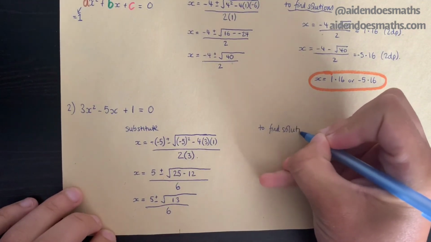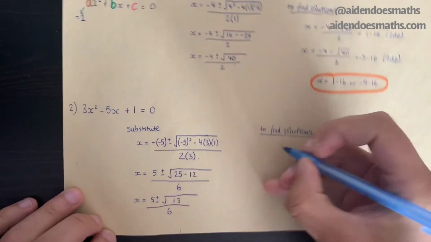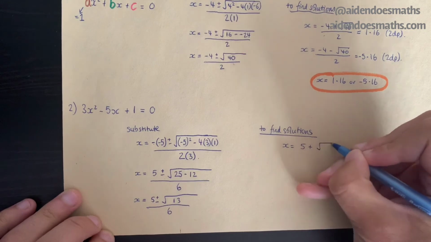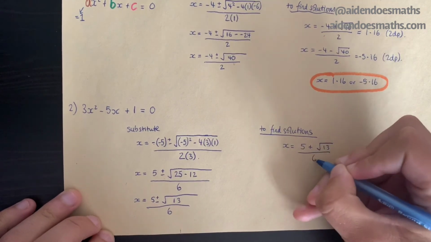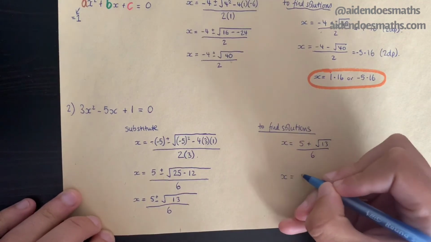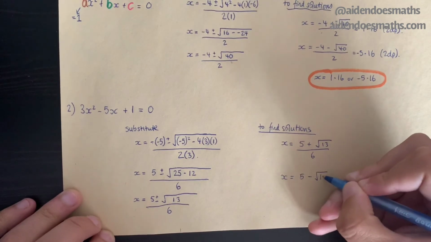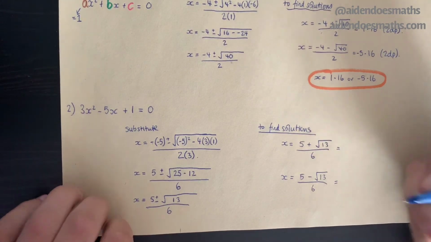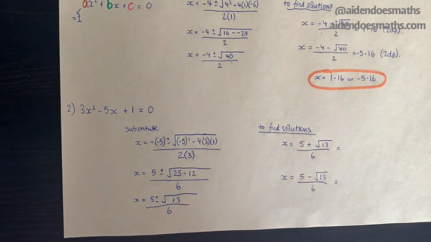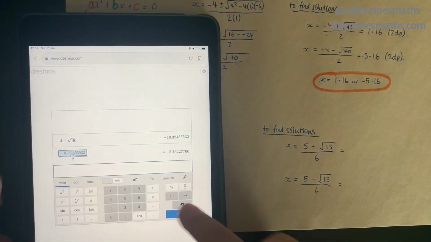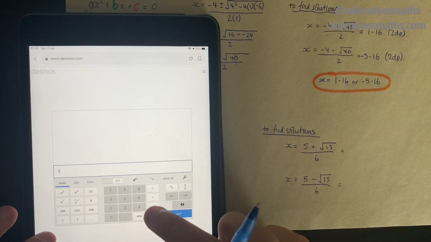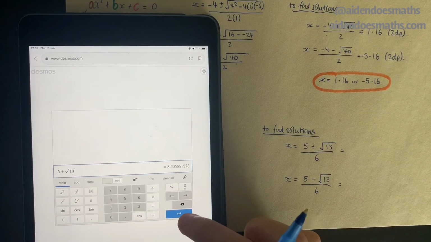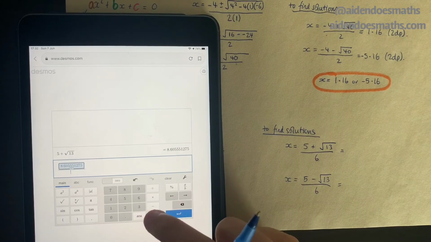To find our solutions then, we should know this by now. x equals 5 plus root 13 over 6. x equals 5 minus root 13 over 6. Remember, 2 decimal places, so here's our calculator. 5 plus square root of 13. Answer divided by 6.